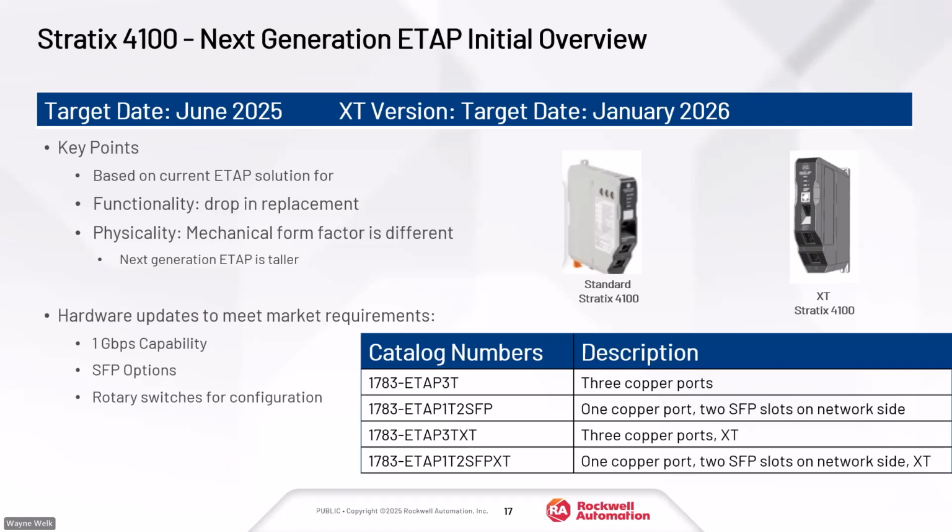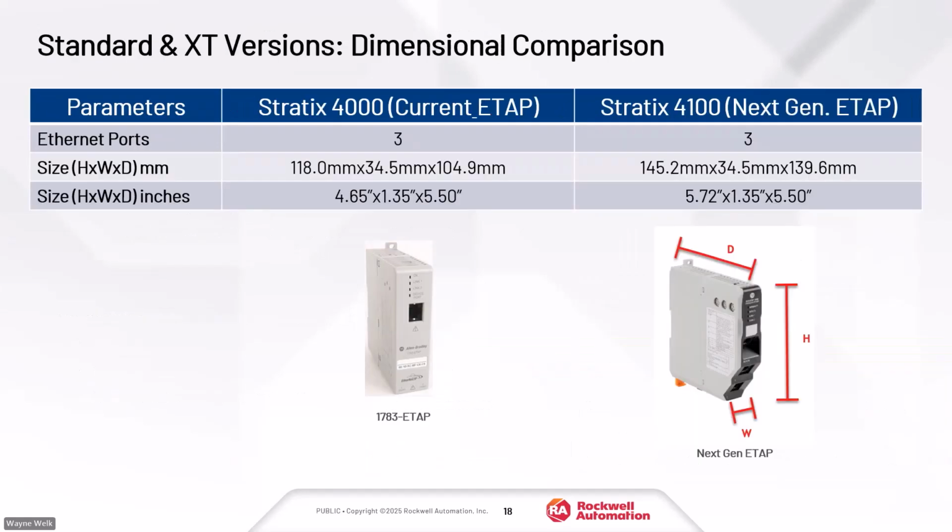All right, so here we have our wonderful new ETAP, how it's gonna look. This ETAP I am very excited about. We're gonna have gigabit capabilities with it, SFP options, and for the most part, a drop-in replacement. One slight caveat to that is the new model ETAP is slightly higher than that. And the next slide will go into the dimensions of it, so you can see what we're talking about, the slight size difference. Thank you.